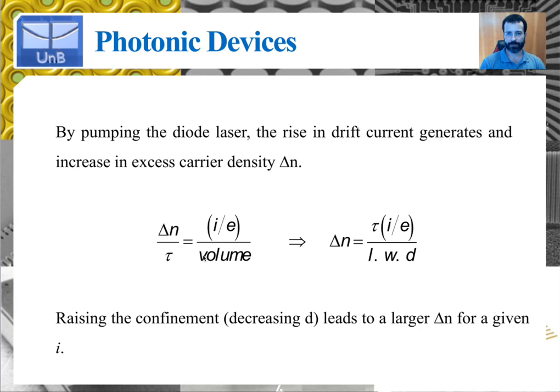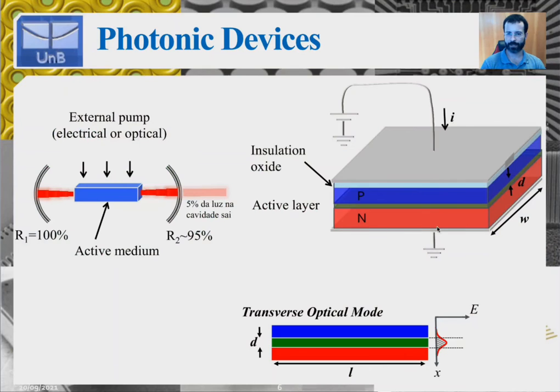This would be R. And therefore, if we isolate the excess carrier concentration here, we get this, where we have written explicitly the volume as a product of the length of the cavity by the width, by the thickness or the depth of the cavity, right? So you can imagine that these three dimensions here would be the length of the cavity, so the length of the active region in this direction here.